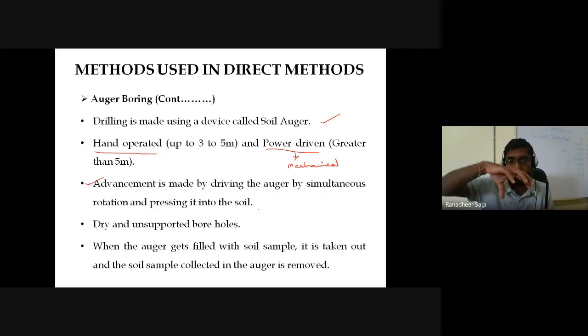So whenever you shear the soil and take the soil out from the auger, you know from what depth that soil is being collected. So you understand what soil is there at so and so depth, and the corresponding soil can be tested for various properties. So you can know the different properties of the soil you are collecting from your auger.